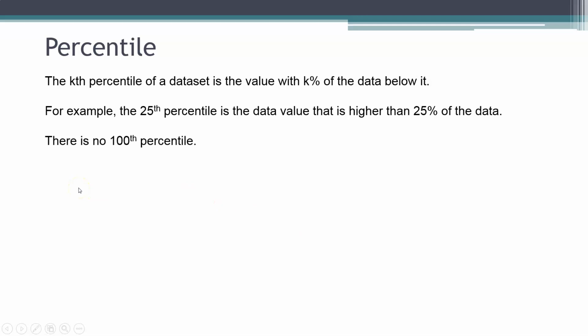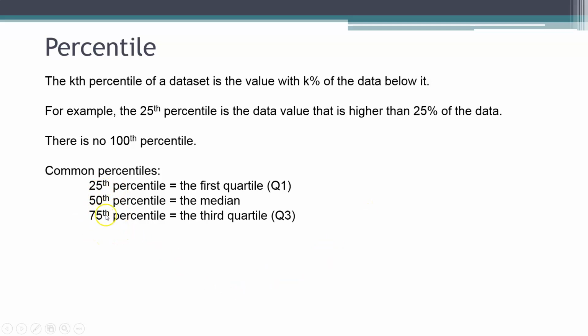I want to point out there's no such thing as the 100th percentile. And that's because if you look at this definition, K% of the data is below this value in the data set. Even if you're the highest data point in the data set, you can't be strictly below 100% of the data. So you can't be below yourself. So there's no such thing as the 100th percentile.